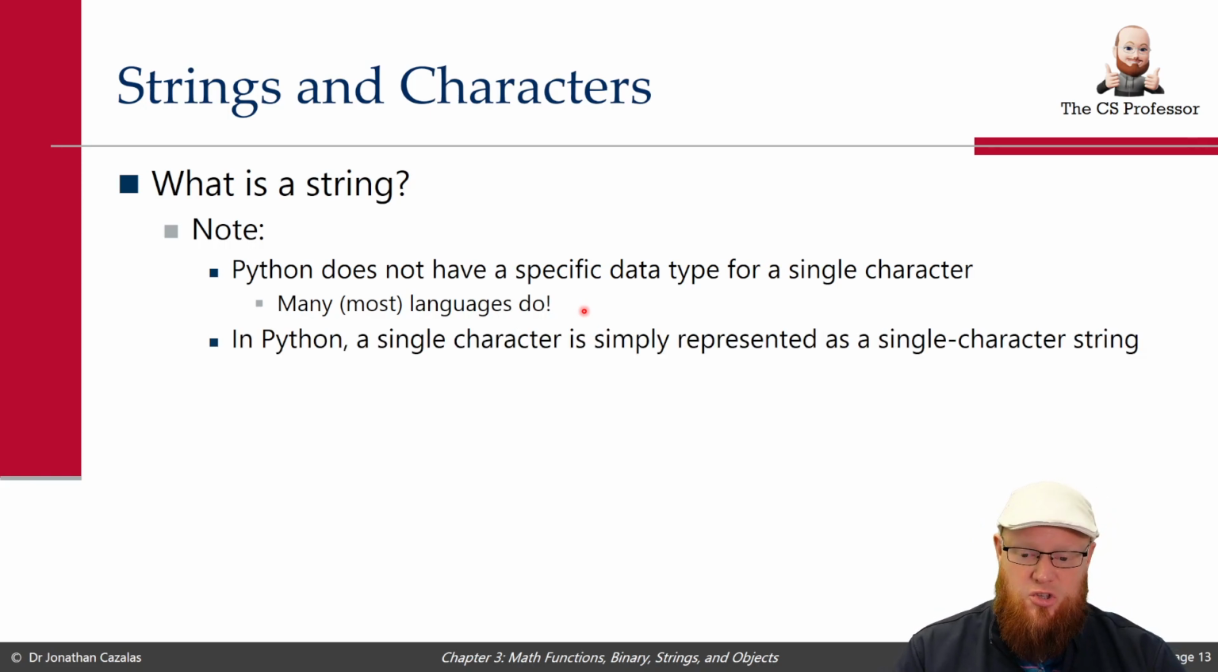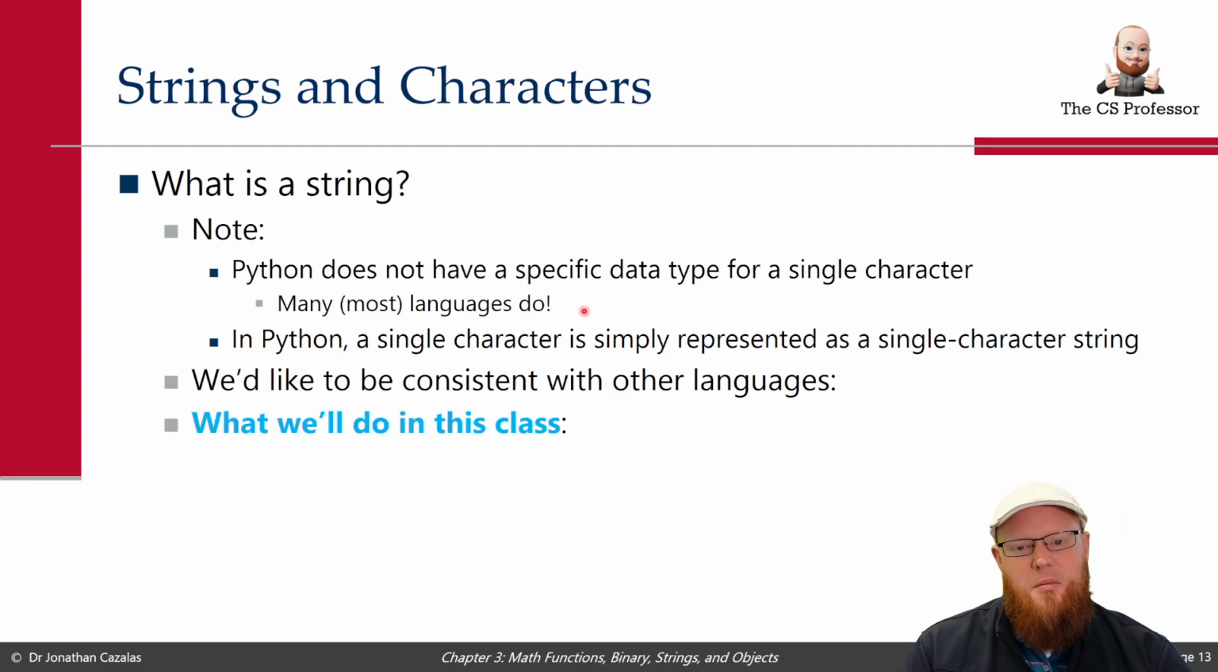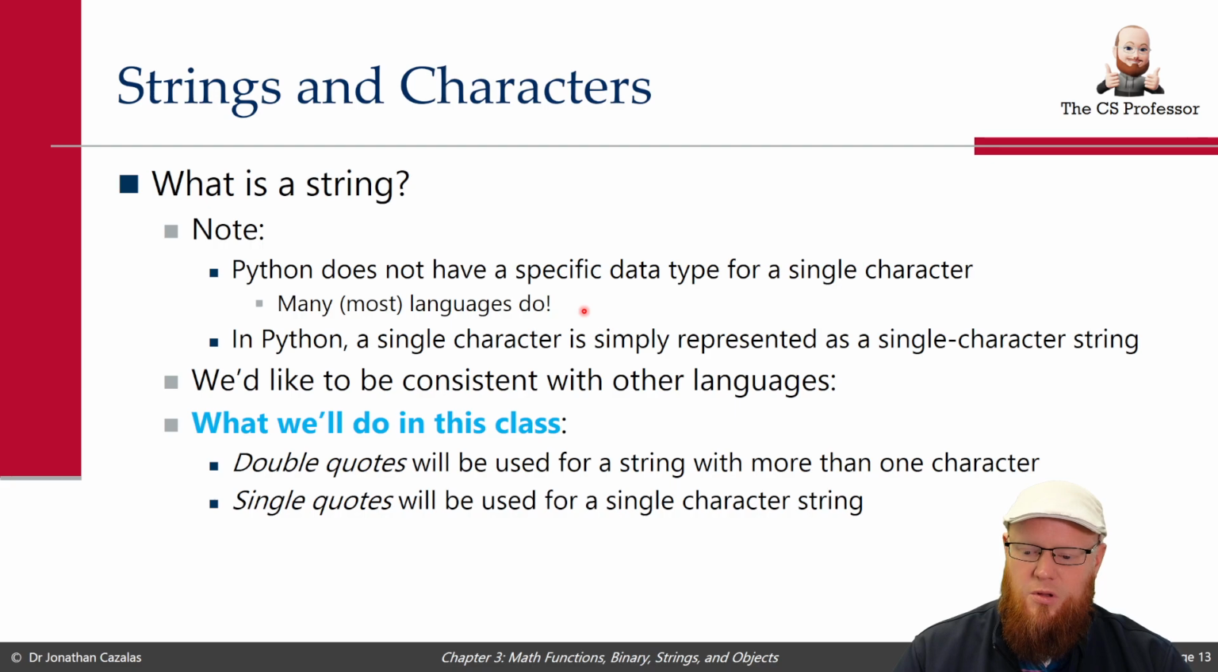Python only has strings. A single character is simply represented in Python as a single character string enclosed in either double quotes or a pair of single quotes, either one. But for the purposes of being consistent with other languages, I like to give a reminder that when I cover Python, I normally follow the paradigm of other languages where a single character, we enclose within single quotation marks, and a string of many characters we enclose within a pair of double quotation marks.